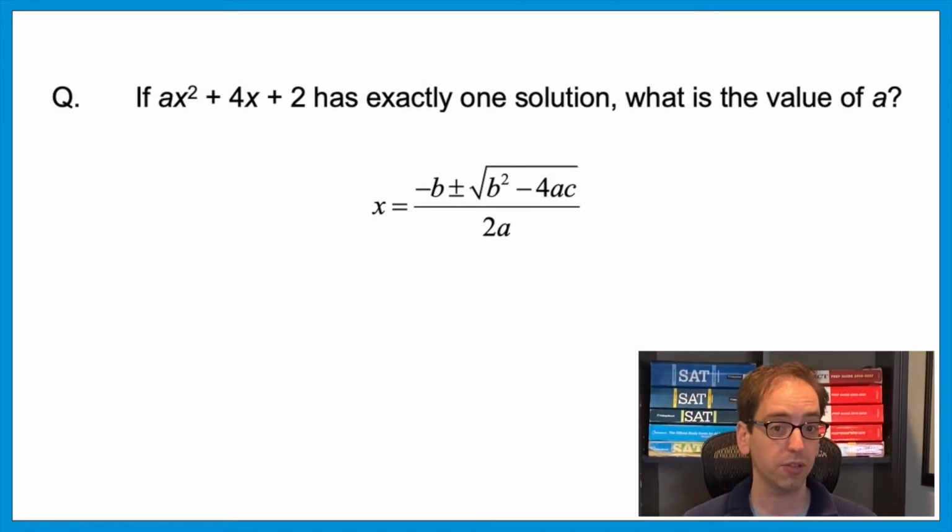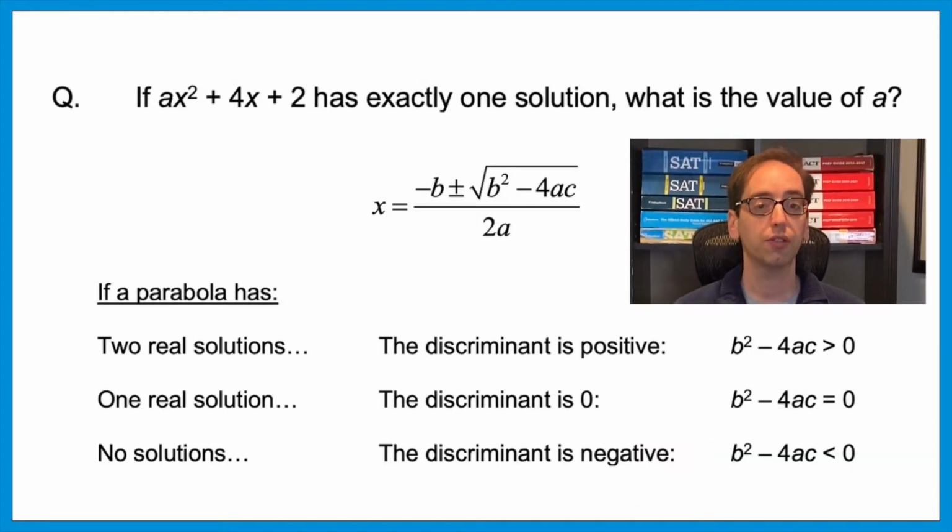And a discriminant tells you a lot about the nature of the roots or the types of solutions that you might get. If a parabola has two real solutions, it means the discriminant is positive. That means you could set b squared minus 4ac greater than 0. If your parabola has one solution, it means your discriminant is 0. You could take b squared minus 4ac and set it equal to 0. And if your parabola has no solutions, it means your discriminant is negative. You can say b squared minus 4ac is less than 0. So let's see how that works on the question we just saw.